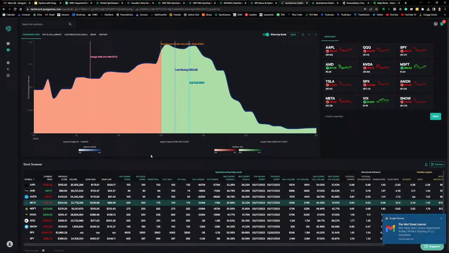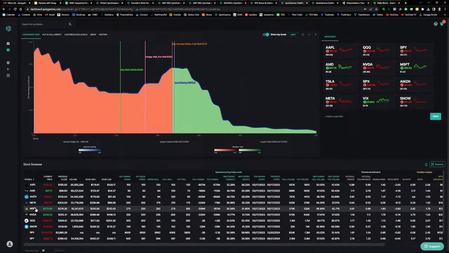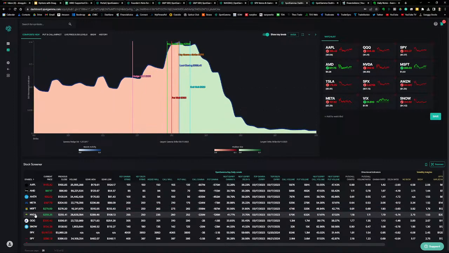Meta, 200 level, put dominance below, call dominance above. Microsoft, that pivot line at 275. And then finally Nvidia, and that pivot line is at 255. And that's also the key gamma strike for Nvidia. So all those stocks were on my list, looking for shorts today.